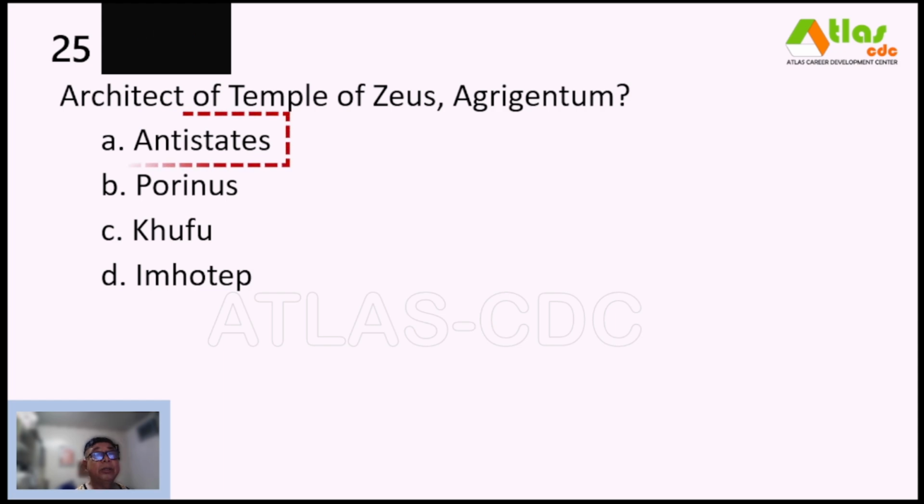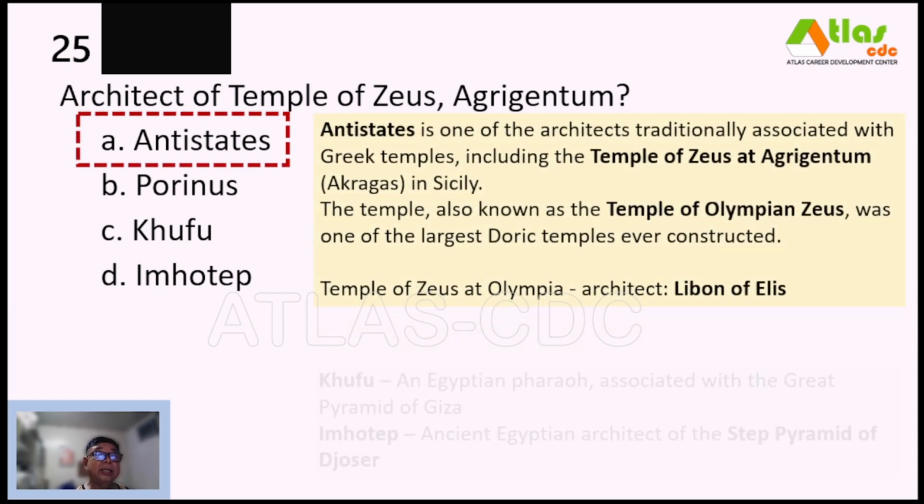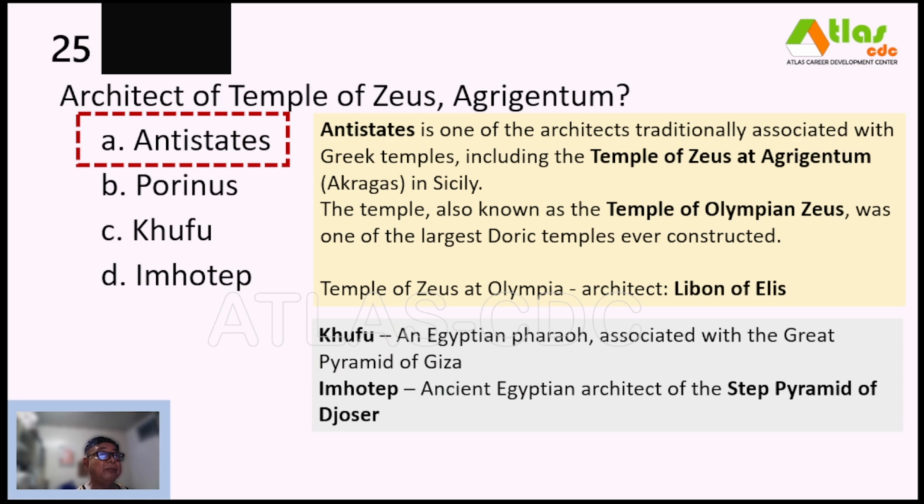So our correct answer is letter A, Antestatis. Antestatis is one of the architects traditionally associated with Greek temples, including the Temple of Zeus at Agrigentum or Akragas in Sicily. The temple, also known as the Temple of Olympian Zeus, was one of the largest Doric temples ever constructed. On the other hand, the Temple of Zeus at Olympia, the architect is Libon of Elis.